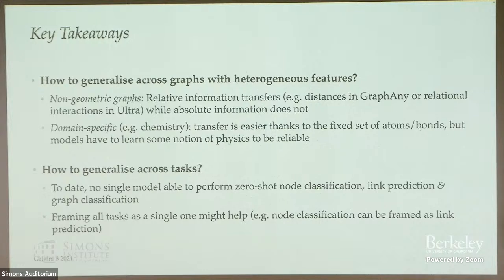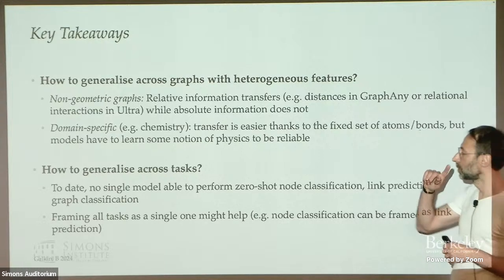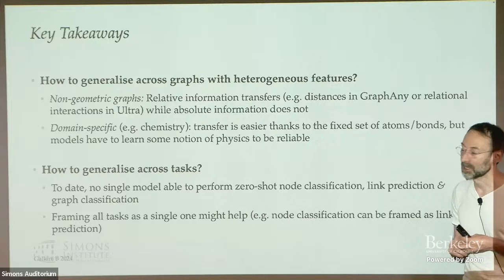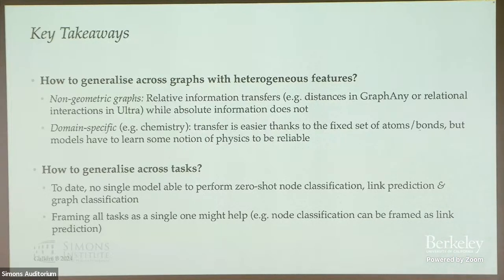One of the messages we can see from our discussion today is that absolute information doesn't transfer, right? We've seen that all the methods relying on absolute embeddings do not work when we change, for example, the number of dimensions, or we add nodes or add relations in knowledge graphs. It must be some form of relative representation of the information. The situation is different in domain-specific cases, like in chemistry. There, for example, we have a fixed vocabulary of atom types or edge types, the chemical bonds. But probably to work reliably, these models need to learn some form of physics, right? They need to understand the problem in some sense.